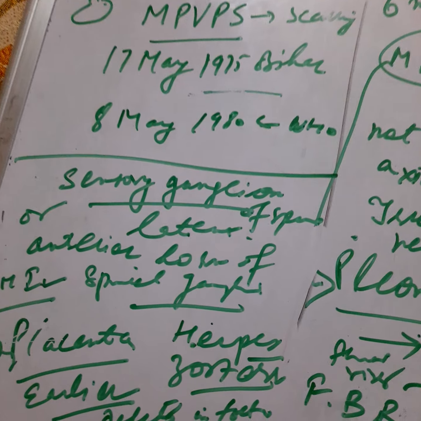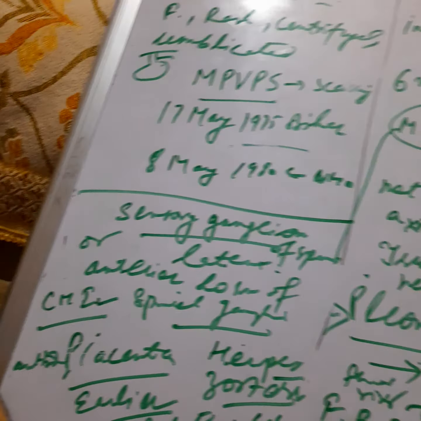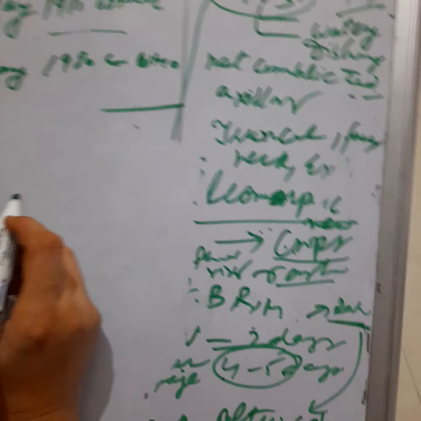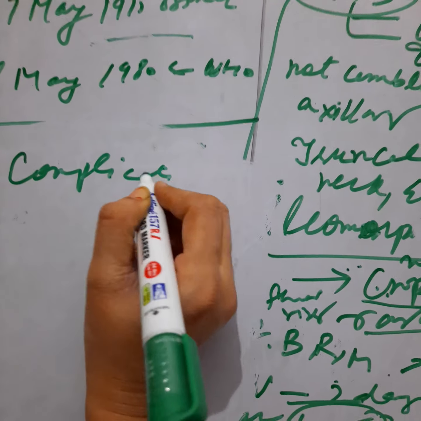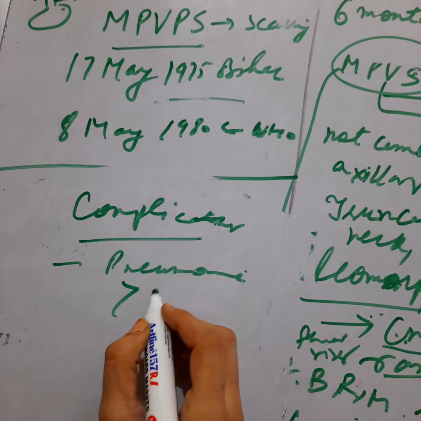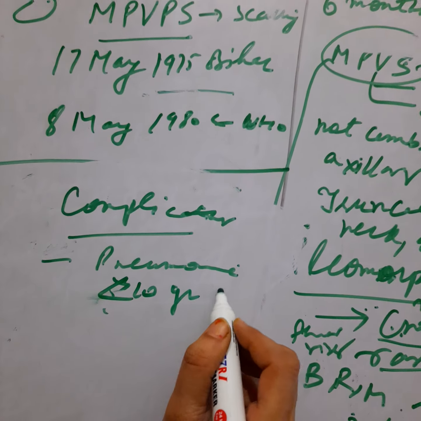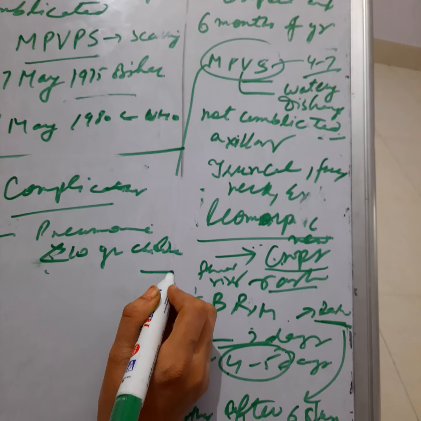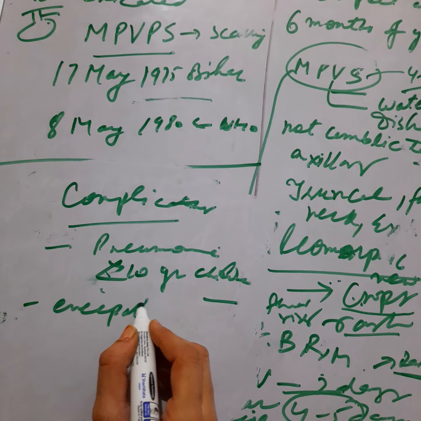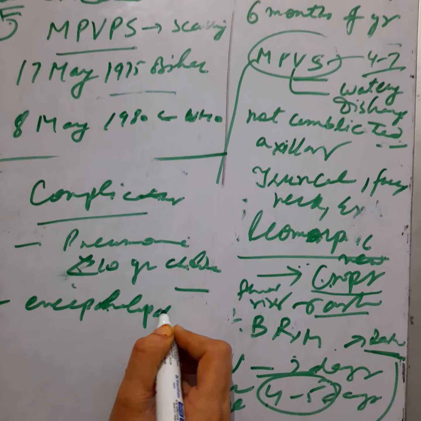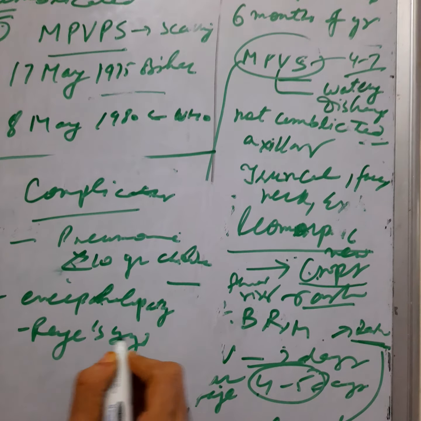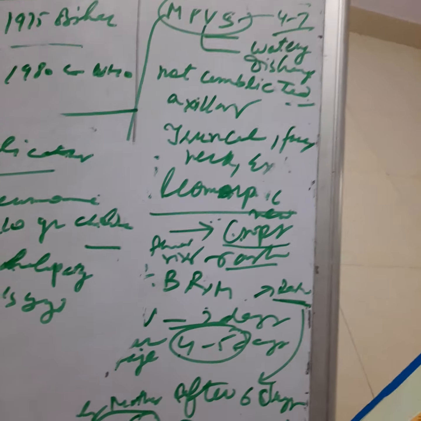Sometimes complications may be asked about chickenpox, because chickenpox is very important. About the complications, there might be pneumonia in children, because this is a disease of children less than 10 years. There might be encephalopathy. There might be Reye's syndrome. Reye's syndrome is acute encephalopathy with fatty degeneration of the liver.